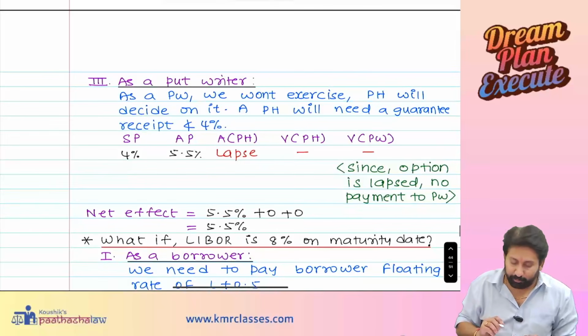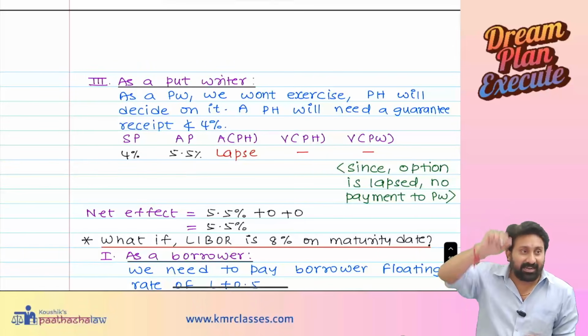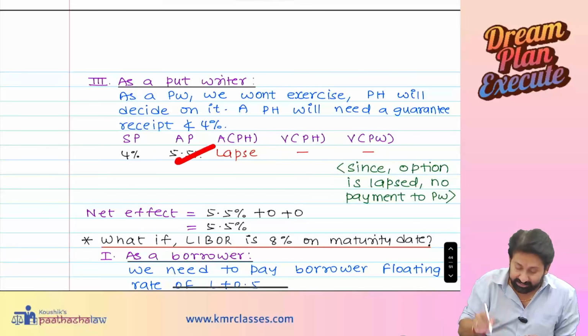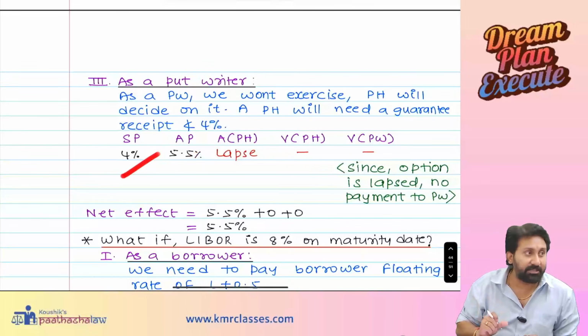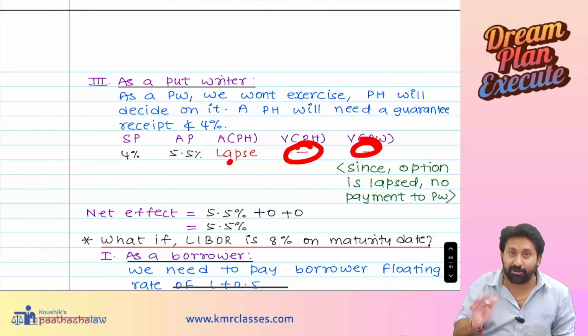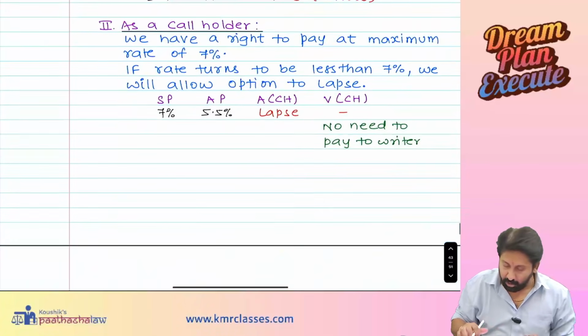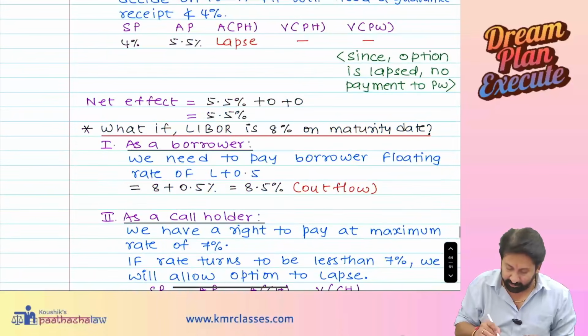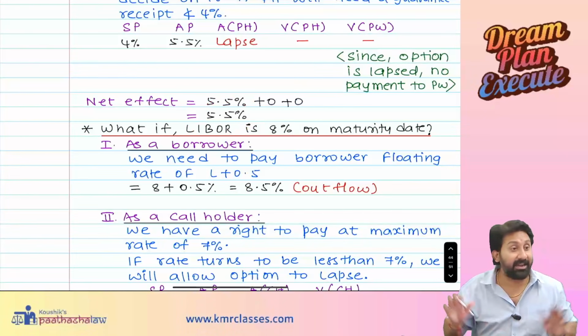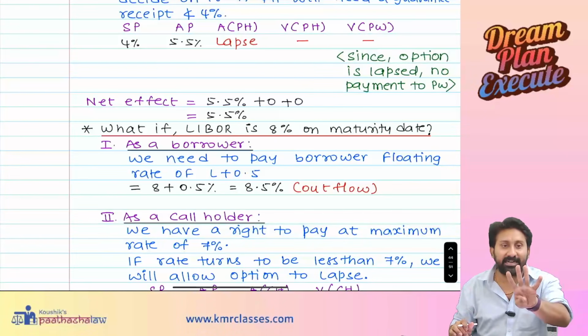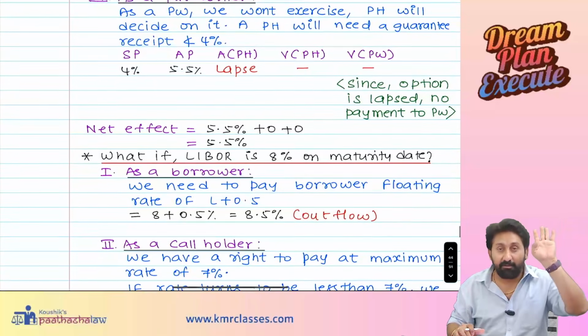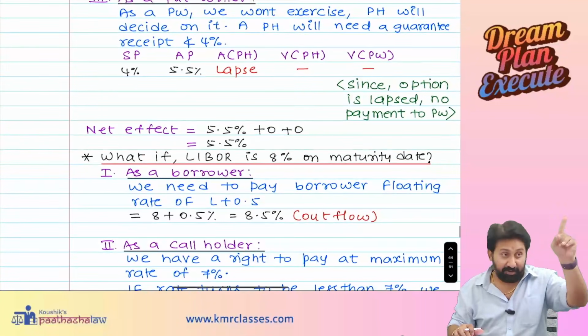Okay, and 5.5 you already borrowed. Next, as a put writer, what will happen? 4 and 5.5, put holder, let us see. Put holder has a right to sell at 4, which can be sold at 5.5 in the market, so he will lapse. I will get 0 value. Now, what is my effective rate? 5.5 plus 0 plus 0. Both sides I am lapsing the option. 5.5 is my net interest. At 4% in the 3% case, 5.5% in the 5% case.